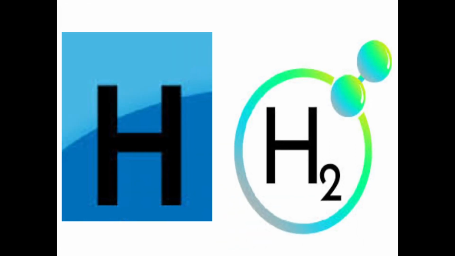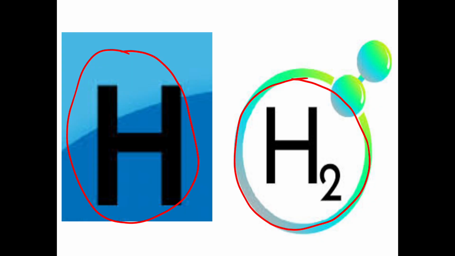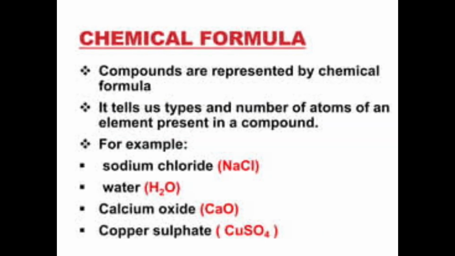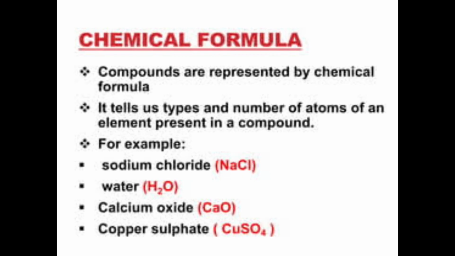Now look at the two pictures here. What is indicated by this one? Only hydrogen. And what is indicated here? What is this number? Yes, this is indicating that here we are having only one hydrogen atom and here we are having two hydrogen atoms. So is there any difference between these two? Yes, this one, the right one, is called the formula or chemical formula.